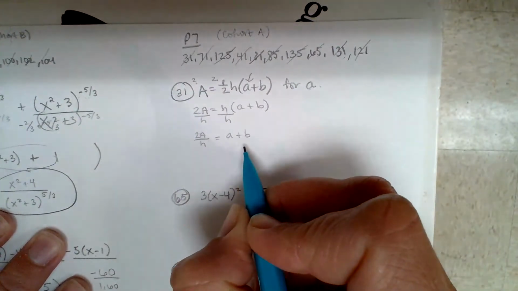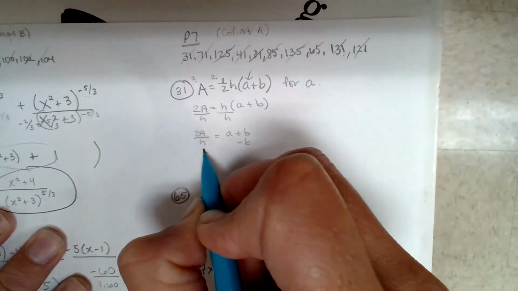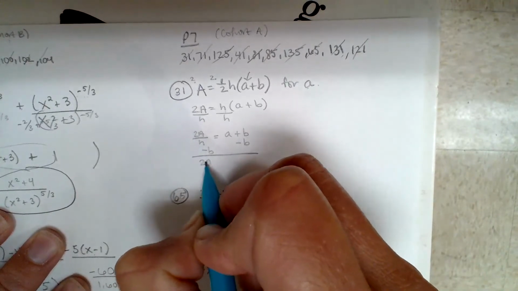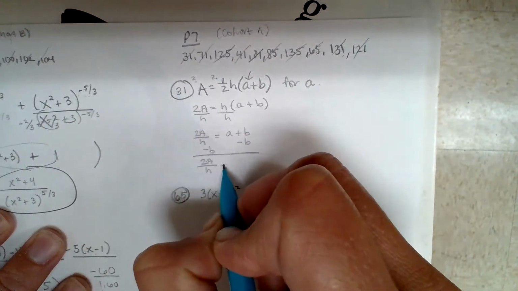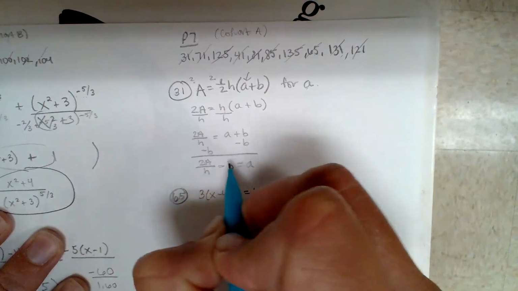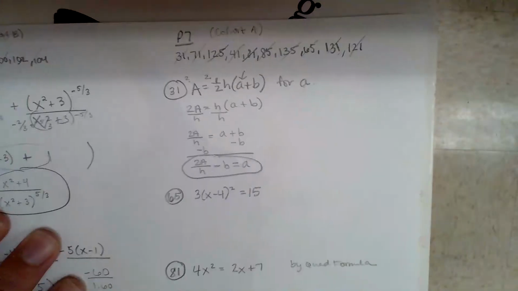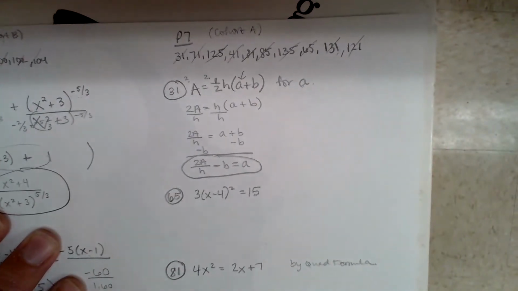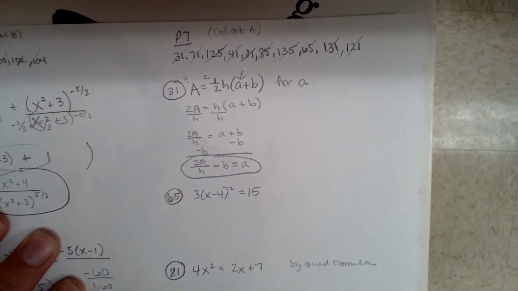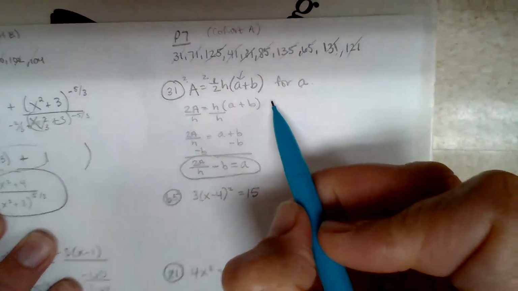And to get A all by itself, I would just subtract B. So 2A over H minus B equals A. And there's your answer. If you wanted to distribute the H, you could. It would look a little bit different.